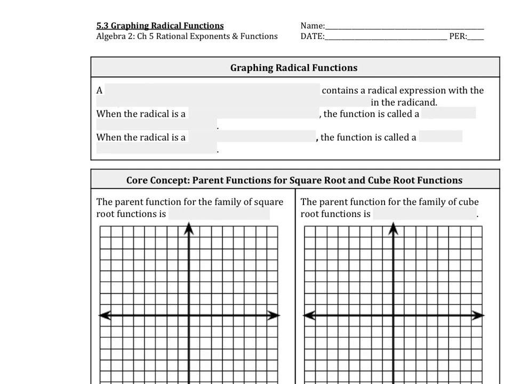Chapter 5.3, we're graphing radical functions. So a radical function contains a radical expression with the independent variable in the radical. So when the radical is a square root, the function is called a square root function.